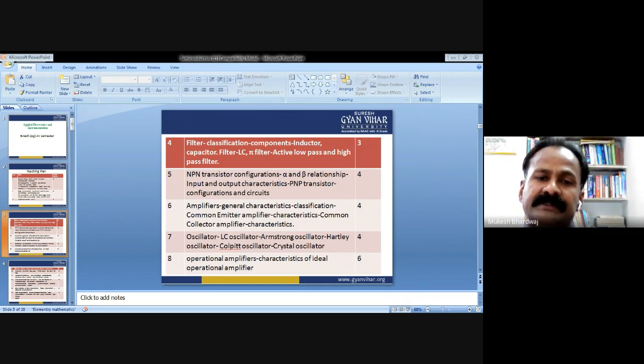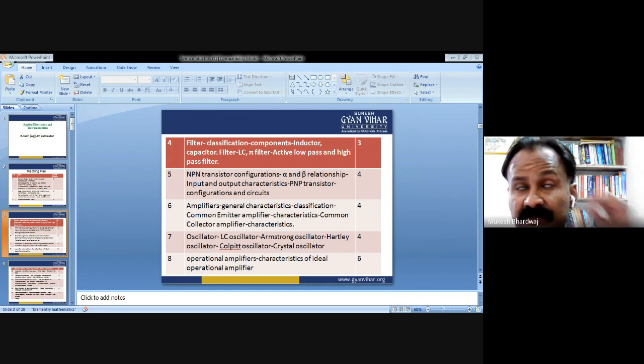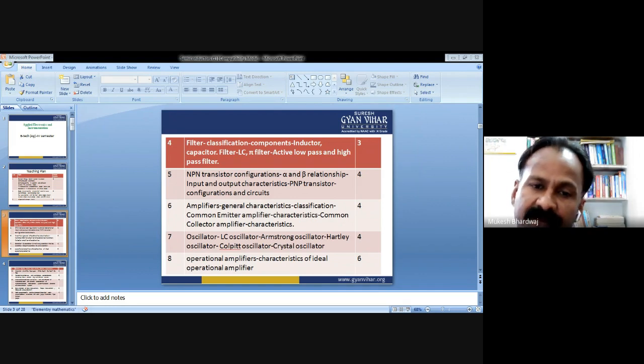Fifth topic is NPN transistor configuration. That is, after completing the diode and its applications, we move to the new topic, that is the transistor. And the transistor is the combination of three types of semiconductors, NPN or PNP. There are two types of combination. One is the NPN combination and second is the PNP combination, and the particular combination is known as a transistor.